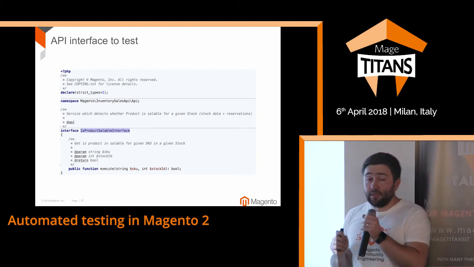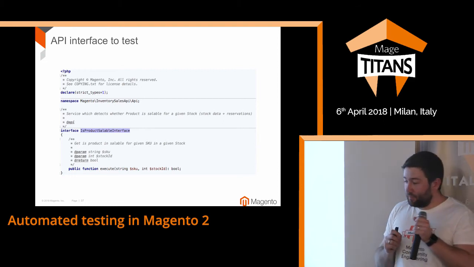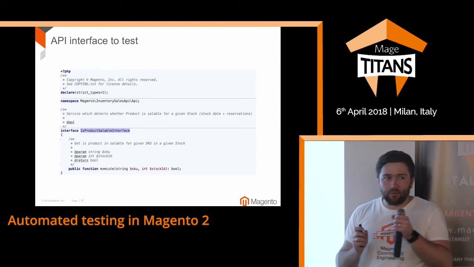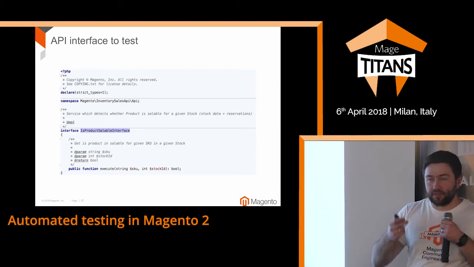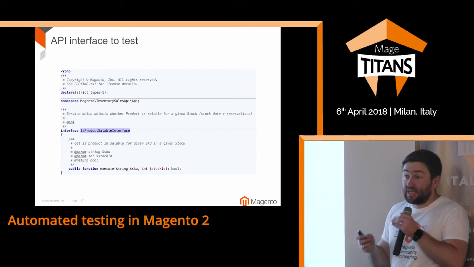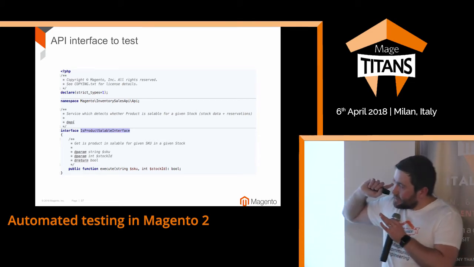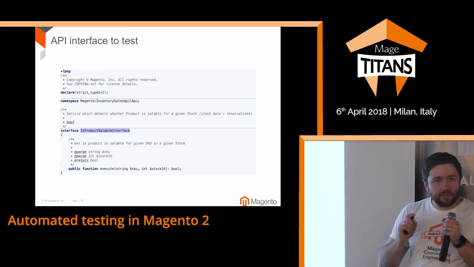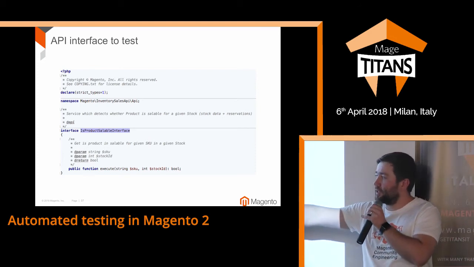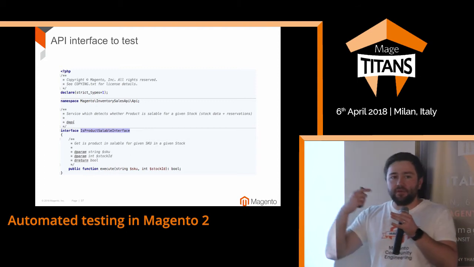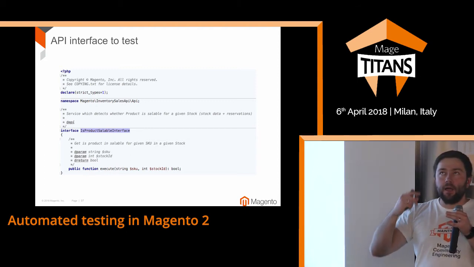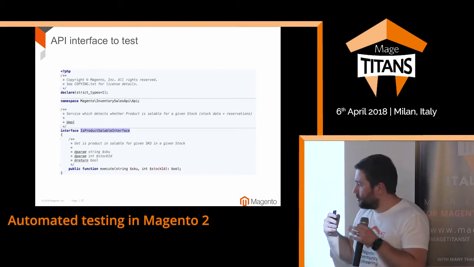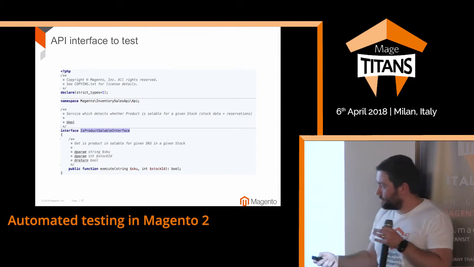And I bet you will believe me that this test is really easy to read and easy to maintain, and it's sexy. So let's see the interface we are going to test. The main interface we are going to test here is product saleable, the service which is responsible for saying whether a product is saleable or not.